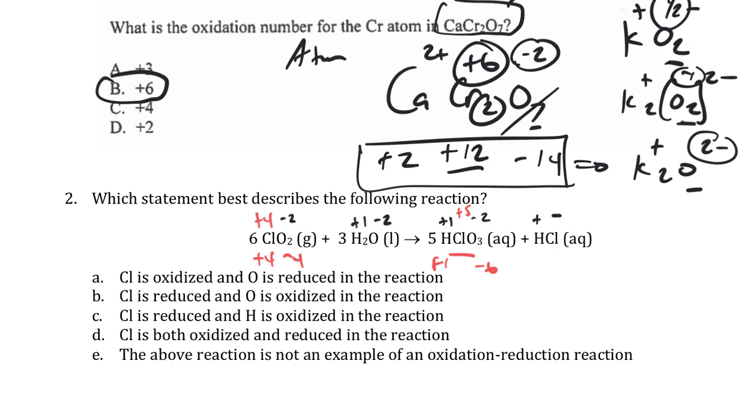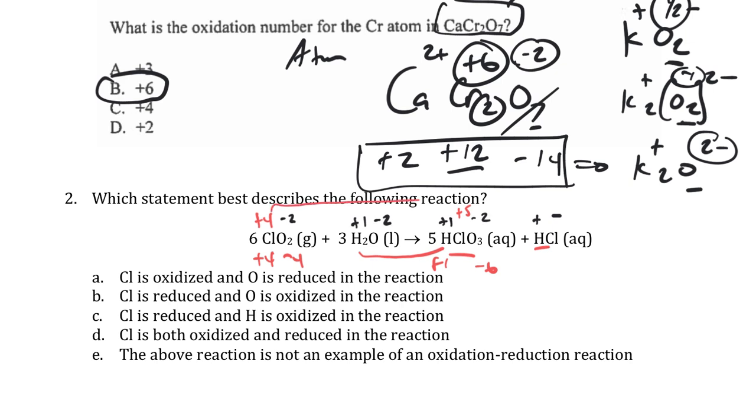The hydrogen actually has nothing going on here. The H is +1, +1, +1, so the H is unchanged. The oxygen is unchanged as well. We have -2 O's on both sides of the reaction, so the O doesn't have anything going on. And then chlorine is actually undergoing both the oxidation and the reduction here.